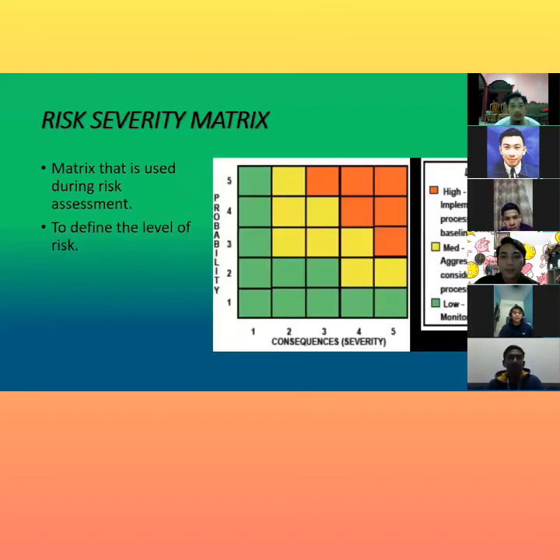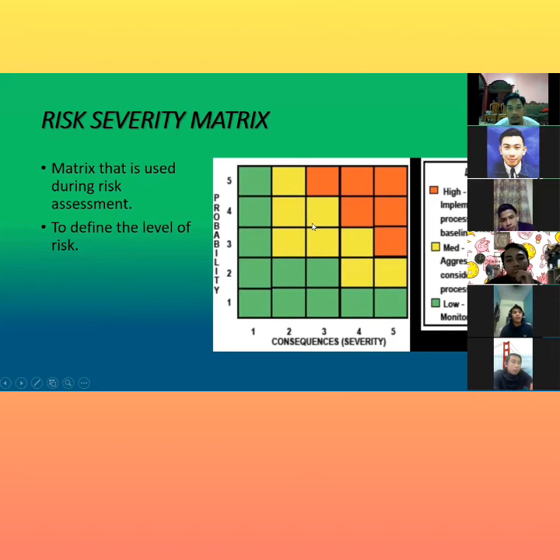Okay, thank you, Rahman. For my part, which is the last part, is the risk severity matrix. A risk matrix is a metric that is used during risk assessment to define the level of risk by considering the category of probability or likelihood against the category of consequence severity. Basically, a risk matrix is a simple mechanism to increase visibility of risk and assist management decision making.